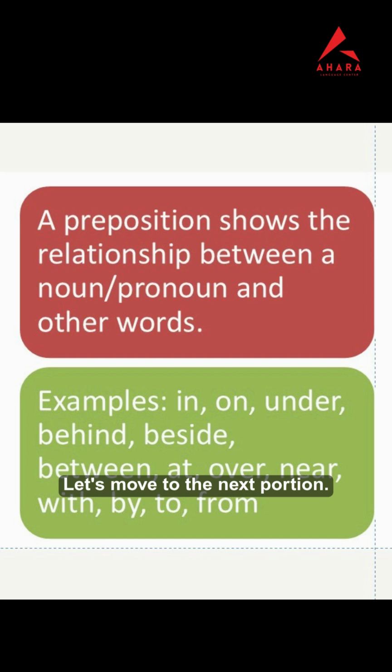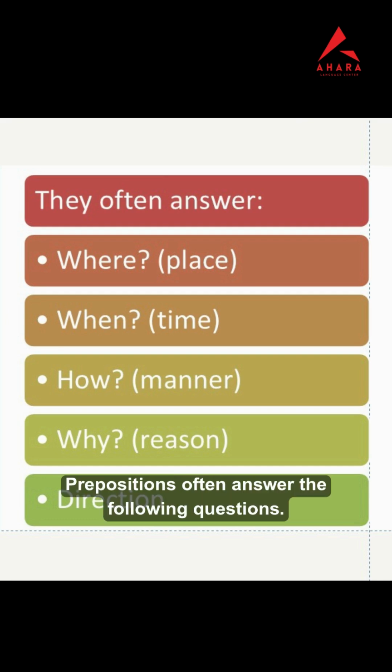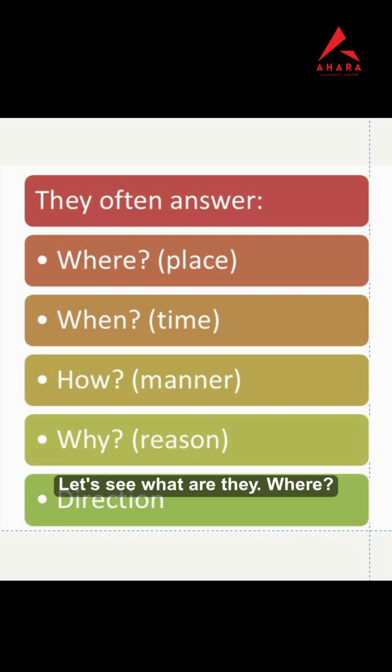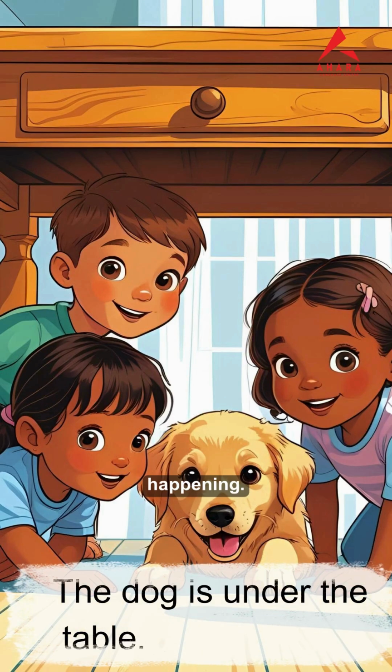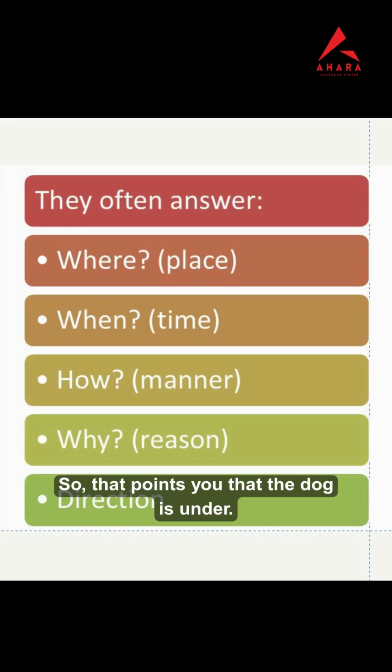Let's move to the next portion. What do prepositions show? We have to see what they are showing us. Prepositions often answer the following questions. Let's see what they are. Where? When we use prepositions, if we use the word where, it will tell you the place where it is happening. The dog is under the table. So where is the dog? The dog is under the table. So that points you to the place: under.